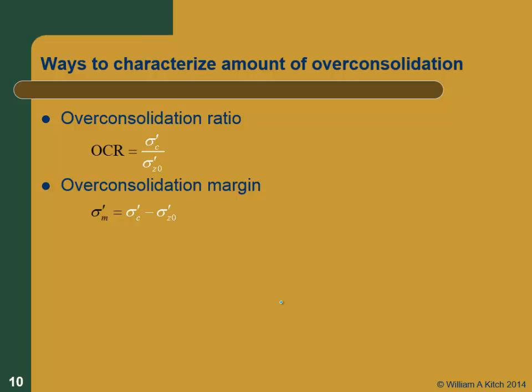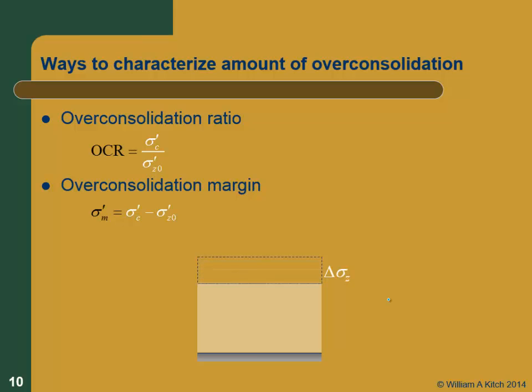The other way to do it is the overconsolidation margin, which is a creation by Professor Kaduto. And I'll explain to you in a minute why this might make sense. These both work. You can use either one. There's some rationale for using one over the other, but you'll most often find the overconsolidation ratio used in literature, but there's definitely an advantage to the margin, and that's what I'm going to explain right now.